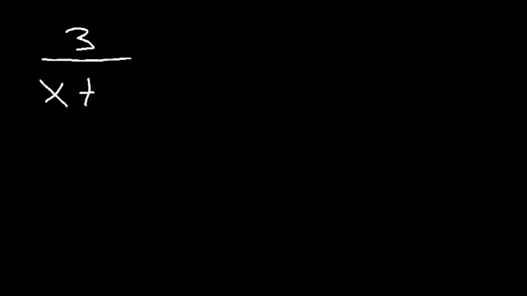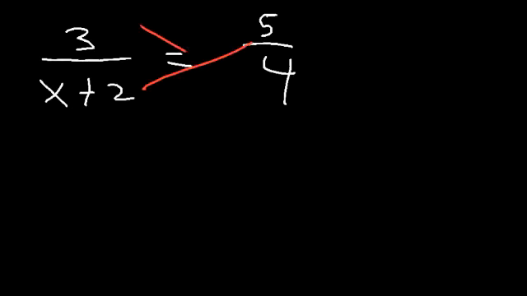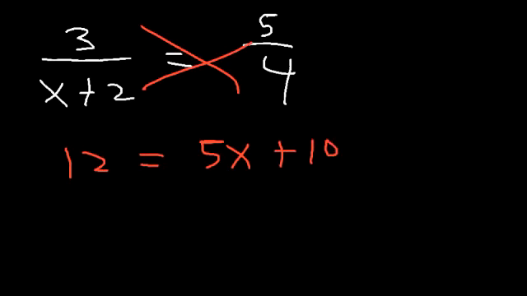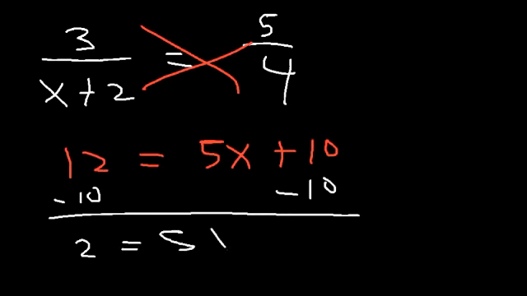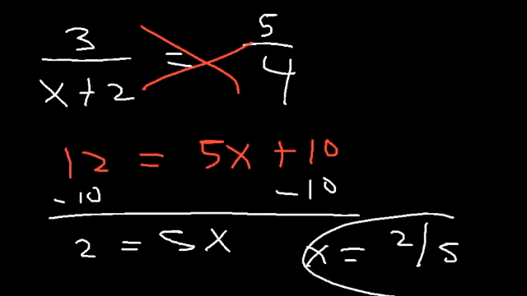So now let's say if you have two fractions separated by an equal sign, how can you solve for the value of x? Whenever you have two fractions separated by an equal sign, you can cross multiply. So 3 times 4 is 12, and 5 times x plus 2 is 5x plus 10. So solving for x, let's subtract both sides by 10. So 2 is equal to 5x, and if we divide both sides by 5, x is equal to 2 over 5.